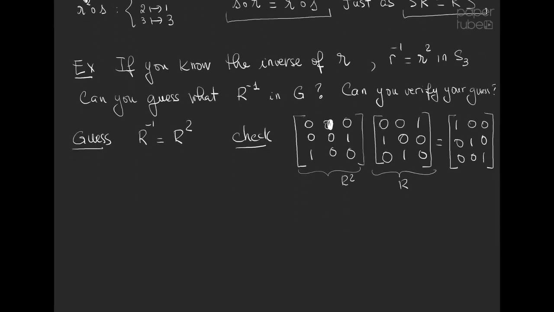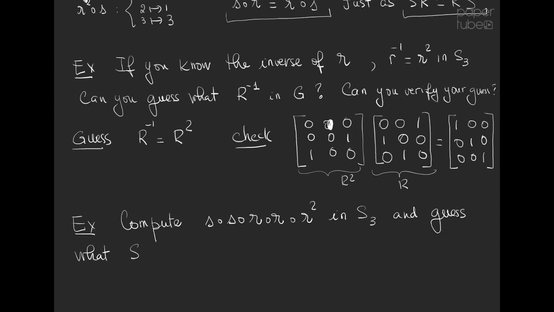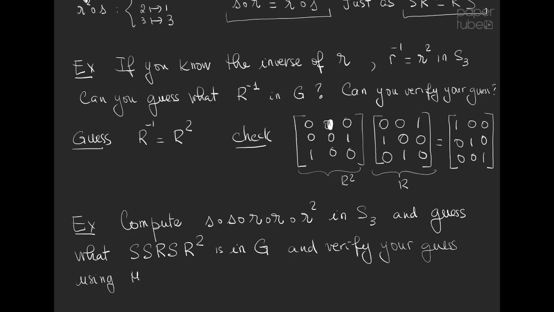Here's another example that I would like to give you. Try to compute S composed with S composed with R composed with R composed with R squared in S3, and guess what SSR squared is in G, and verify your guess using matrix multiplication. Check that your guess is actually correct.